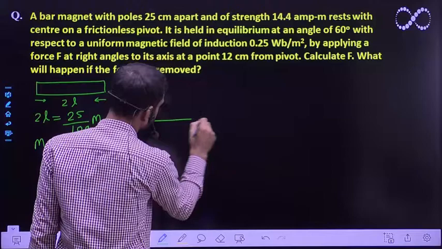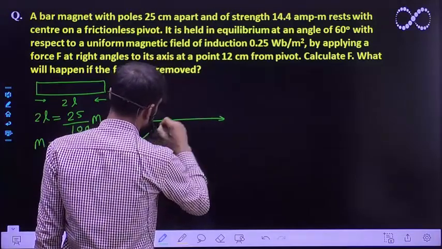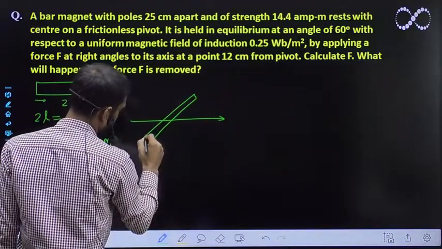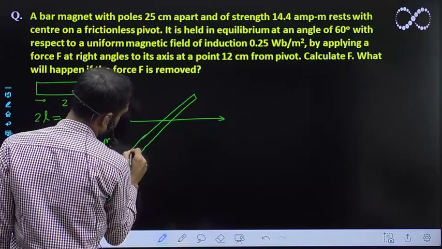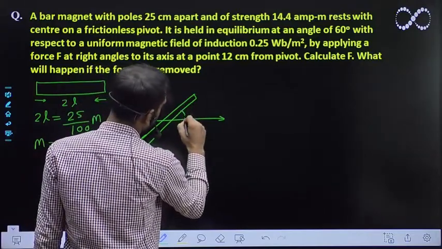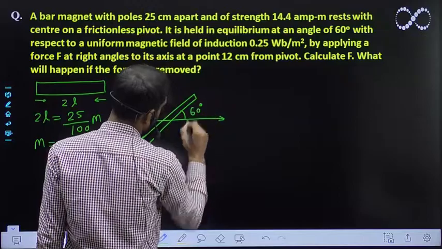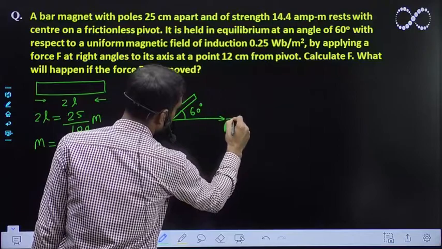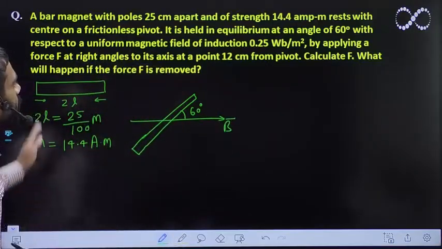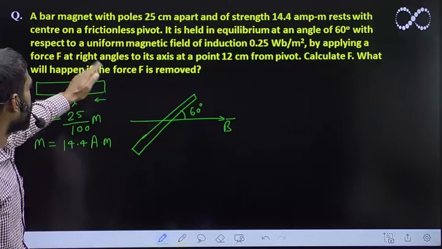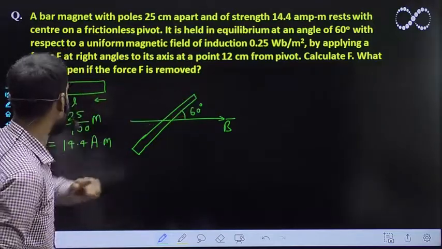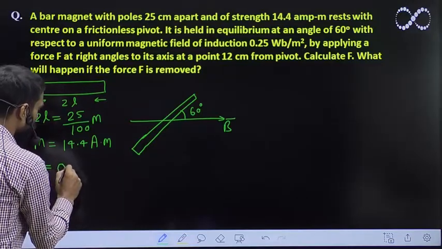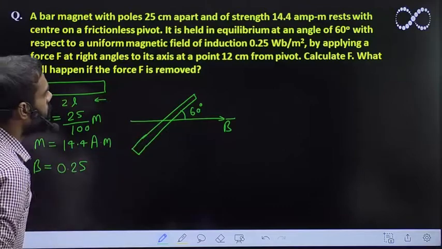Suppose the magnetic field is in this direction and the magnet is kept like this, and this angle is 60 degree. This is the direction of magnetic field B vector, and that is uniform. It is held in equilibrium at an angle of 60 degree with respect to the uniform magnetic field of induction. The value of B is also given here. First I will write it, 0.25. That is also in the SI system, so I won't write the unit here.